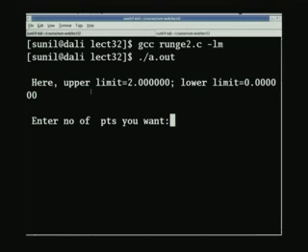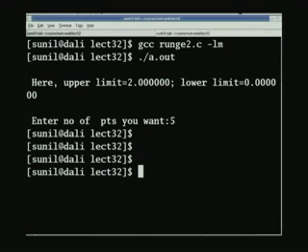So now that's between the upper limit 2 and lower limit 0, and the number of points we would use, we'll just use 5 points to evaluate that. And then we can plot this function.